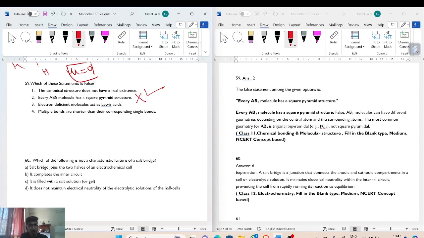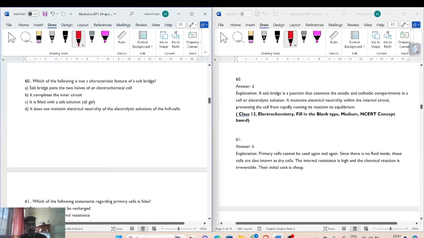Electron deficient molecules act as Lewis acids. Yes, this is correct. Multiple bonds are shorter than their corresponding single bond. Yes, this is also correct. We know that the bond length of a single bond is greater than that of a double bond, and the bond length of a double bond is greater than that of a triple bond. So the correct answer is option number 2.